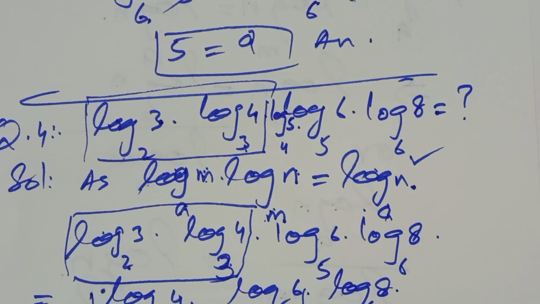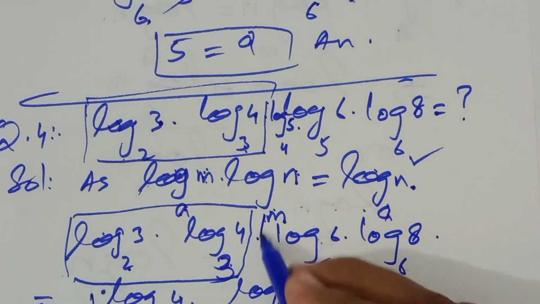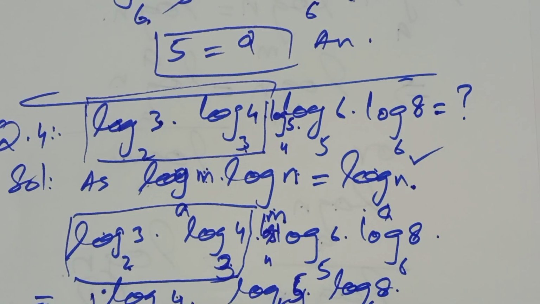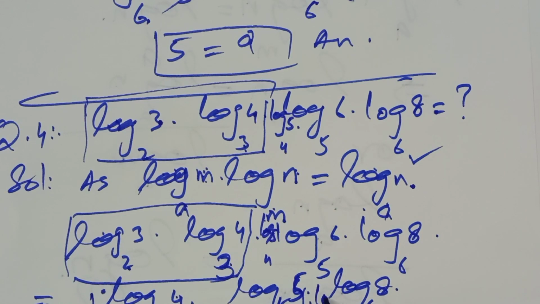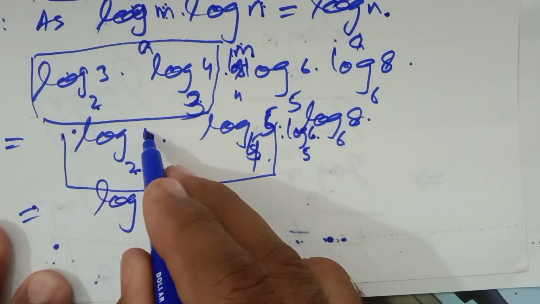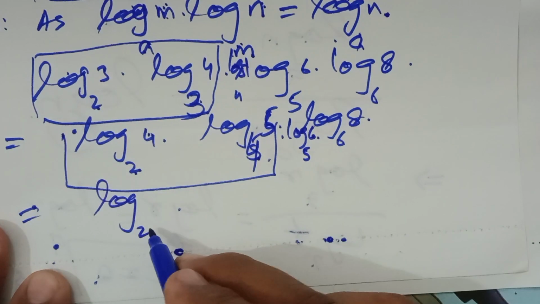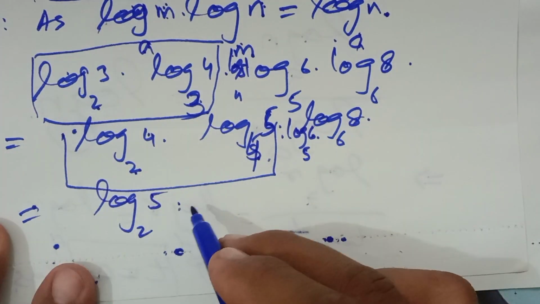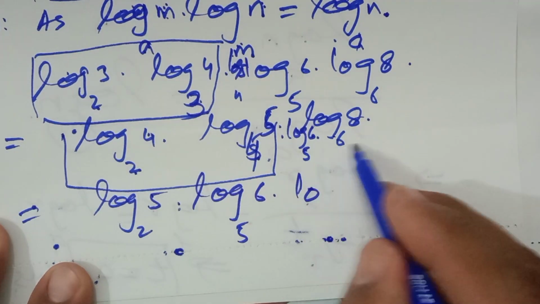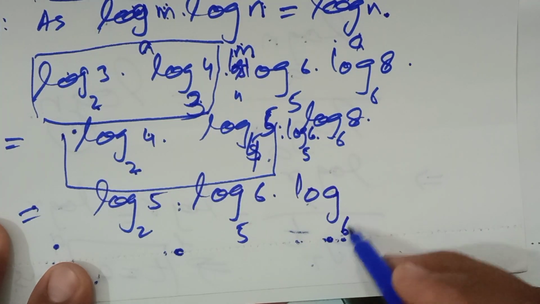Here will be log with base 4 of 5, and then again, 4 and 4 will make a single. So here is log with base 5 of 6. So it will make a single, and 4 and 4 will cancel. So we will get log with base 2 of 5, and once again log with base 5 of 6, and log with base 6 of 8.